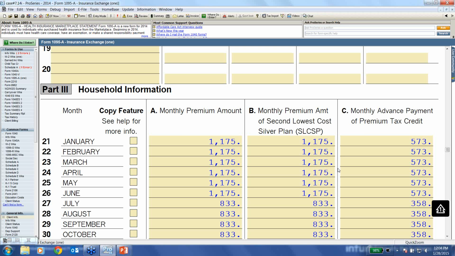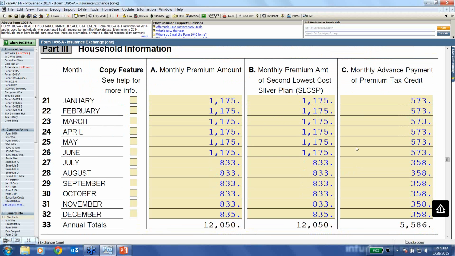So we have the monthly premiums and the second lowest cost silver plan, $1,175 per month. And then after the divorce, those went down to $833 for the month, July through December. And then the monthly advance payments, $573 for the first part of the year, and then they went down to $358 per month for the second half of the year.